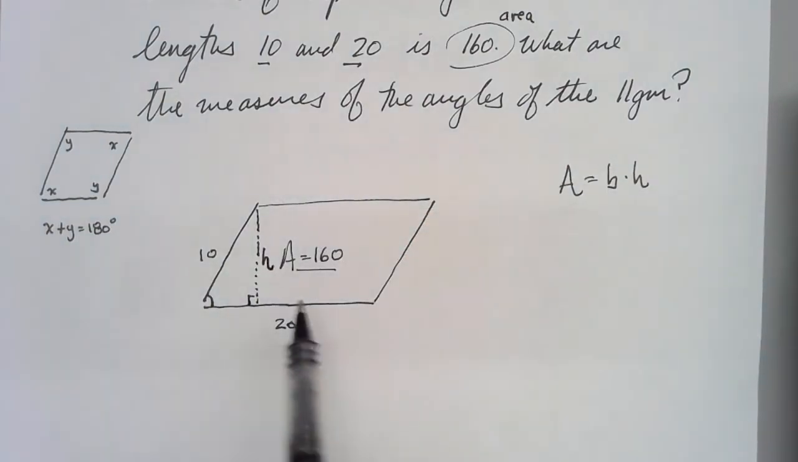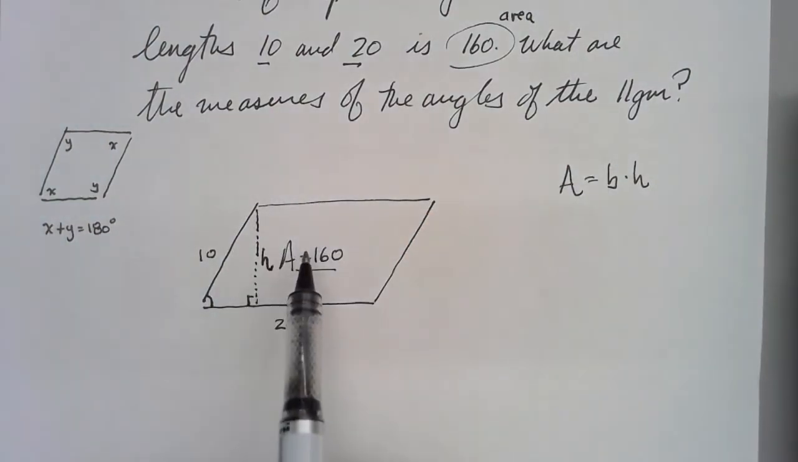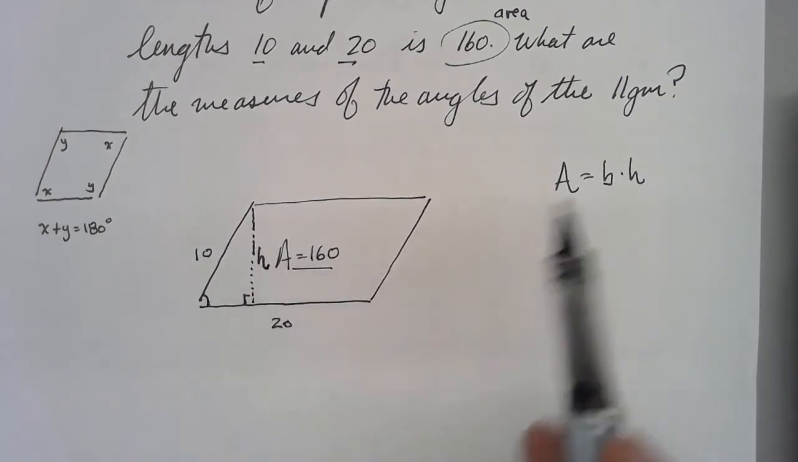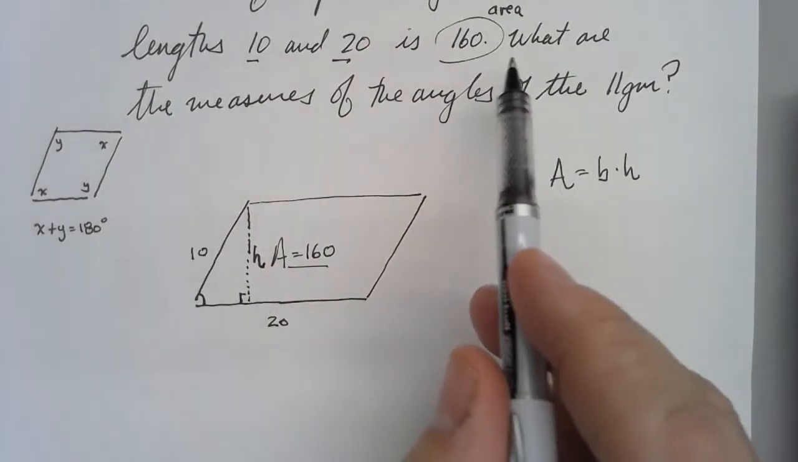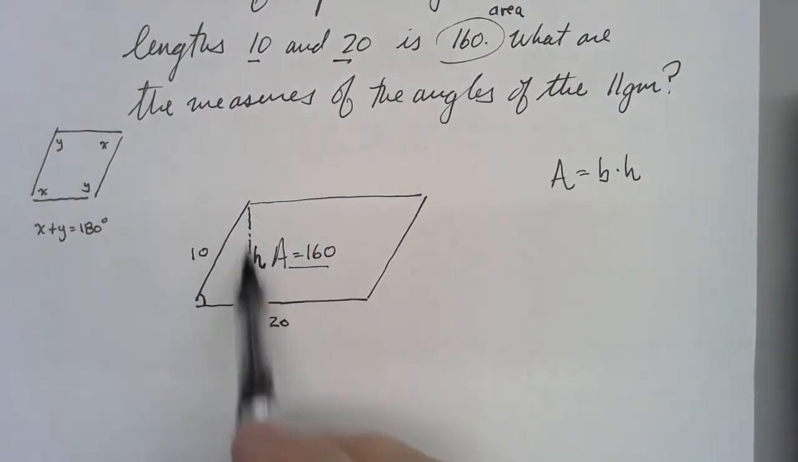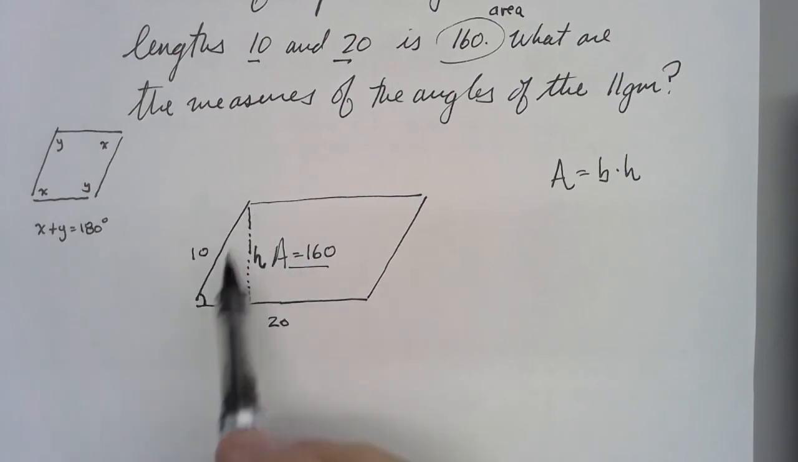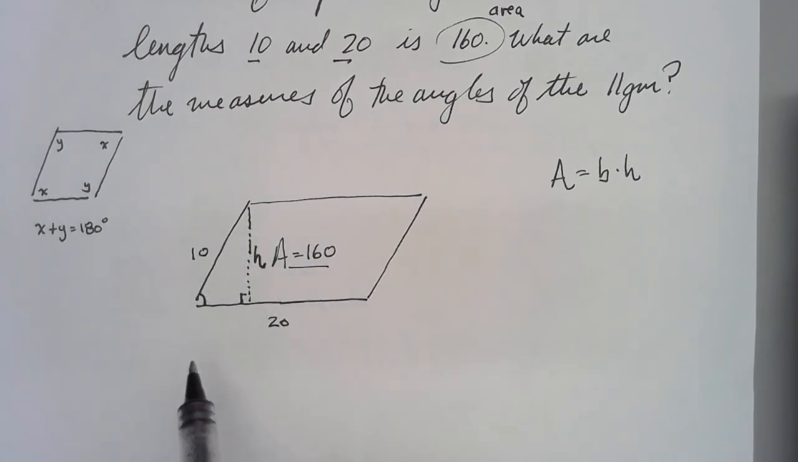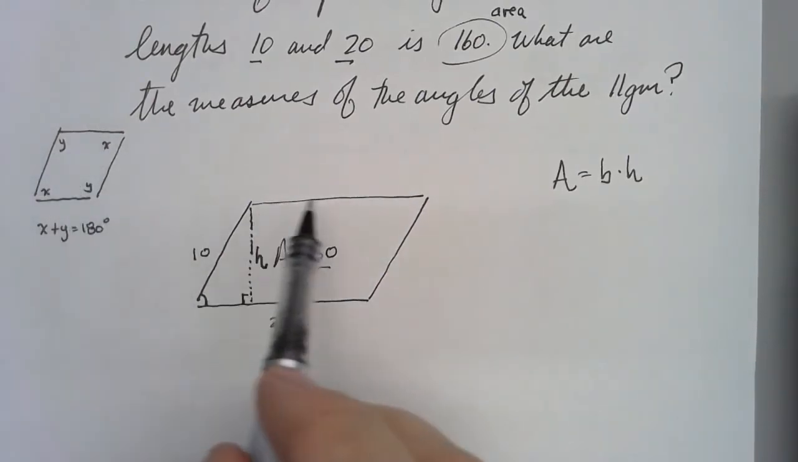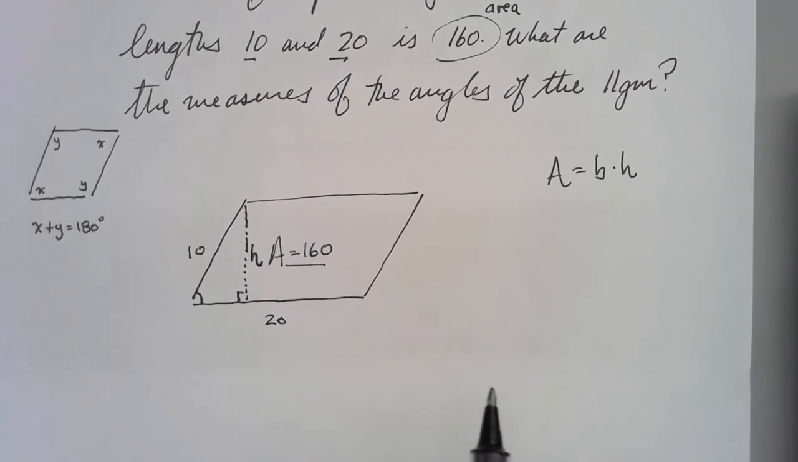But unlike the previous one where we had to figure out the height to get the area, now we're going to figure out the height from the area, because we know the area. It's 160. So we're going to use this formula to figure out what the height is, and then once we know two sides of this right triangle, we can use trigonometry to figure out what that angle is. And once we know that angle, we'll be able to use this pattern to figure out what all the angles are. So let me go through this.